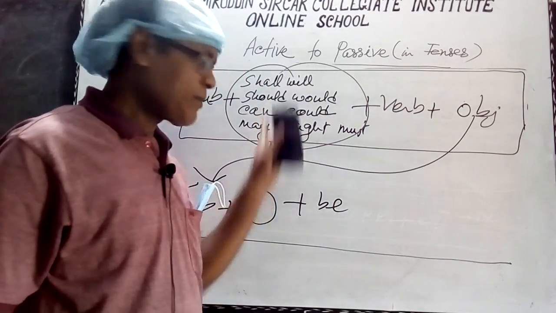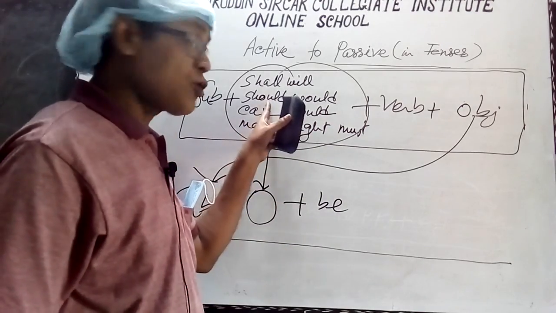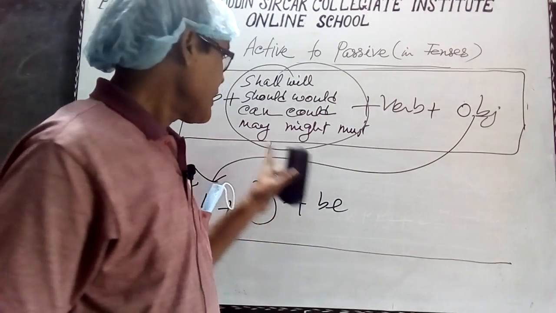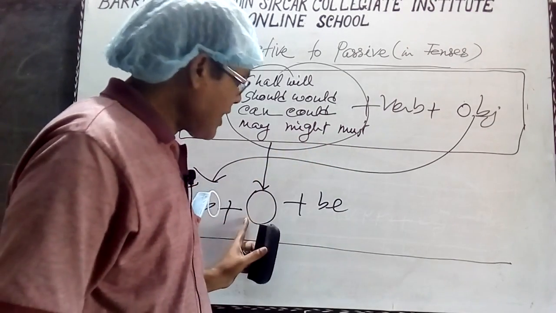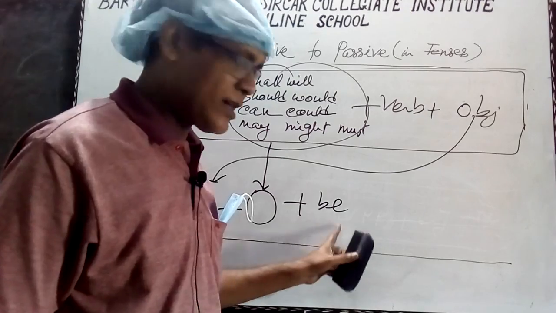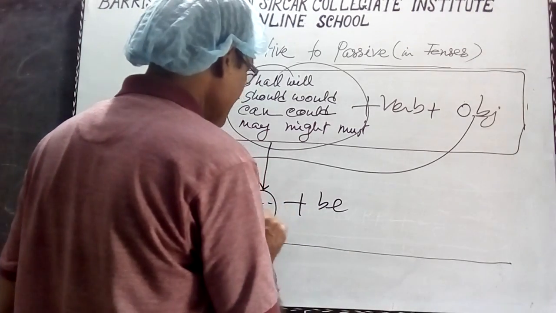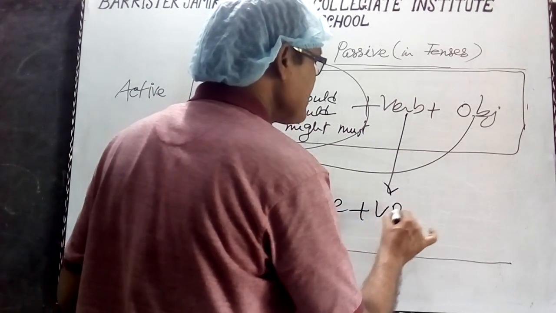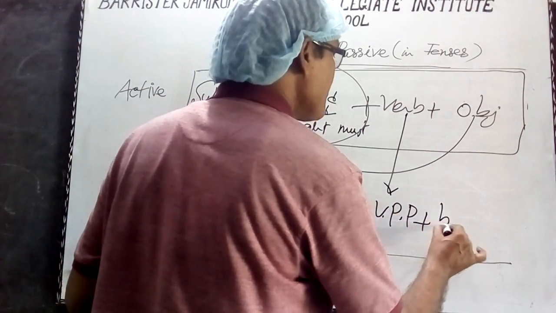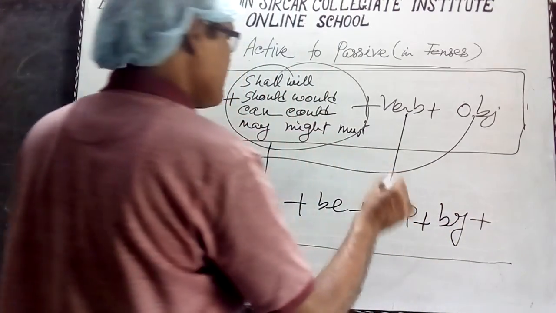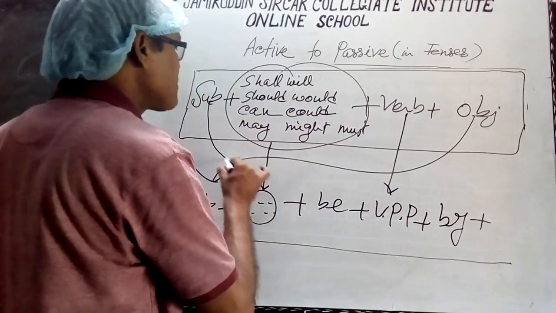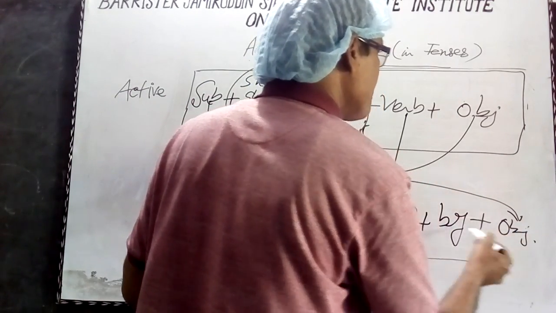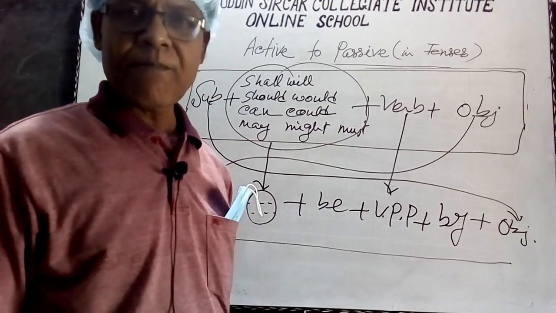If there is shall or will, there will be "shall be", "will be". If there is should, there will be "should be", "would be". If there is can or could, there will be "can be", "could be". If there is may, might or must, there will be "may be", "must be", "might be". The main verb will be in the past participle form, and then the subject will be the object, and before the object we must use "by".